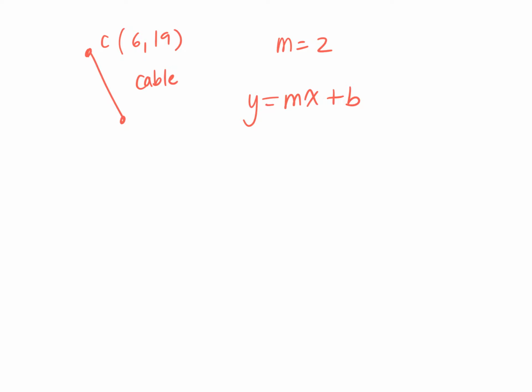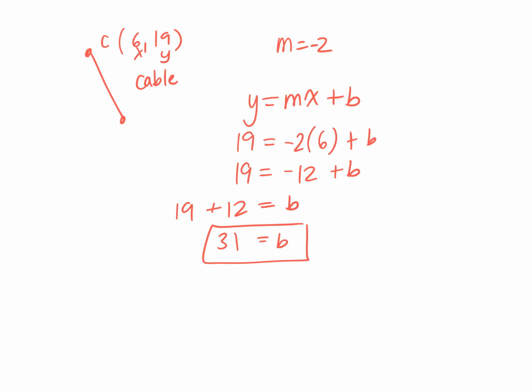The slope is negative 2. So we're going to figure out the equation of that line. That's the first step. Plug in your x and your y and m, and we're going to solve for b. Okay, so b is equal to 31. So the equation of the cable is y equals negative 2x plus 31.